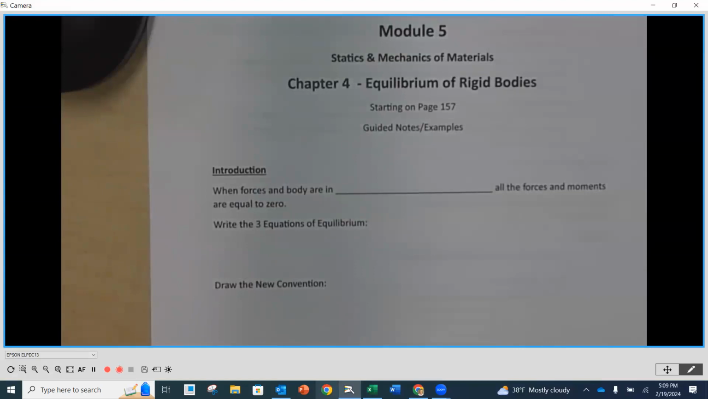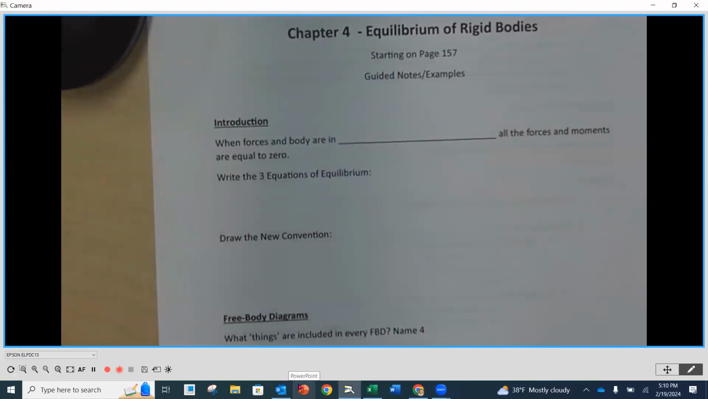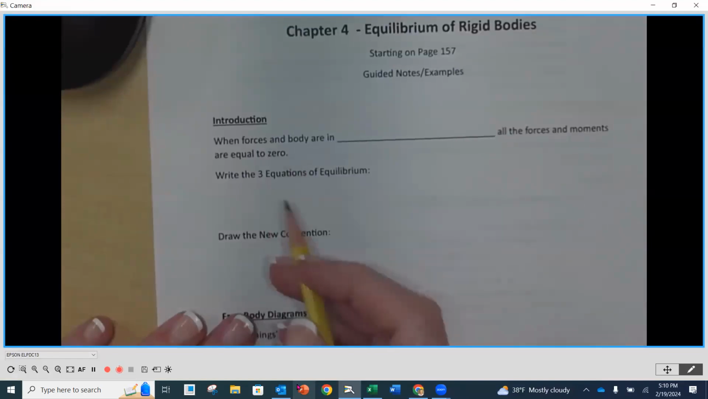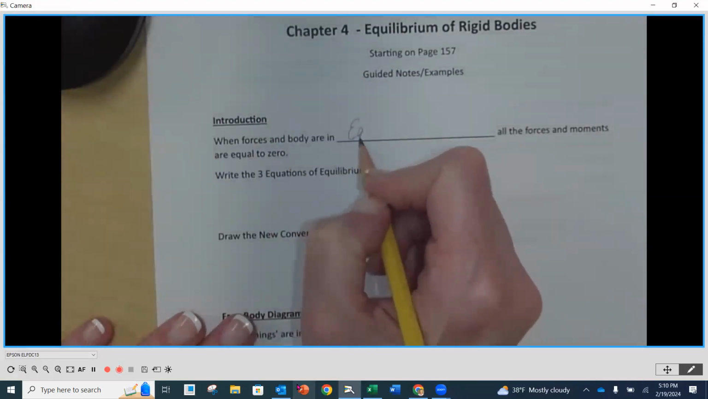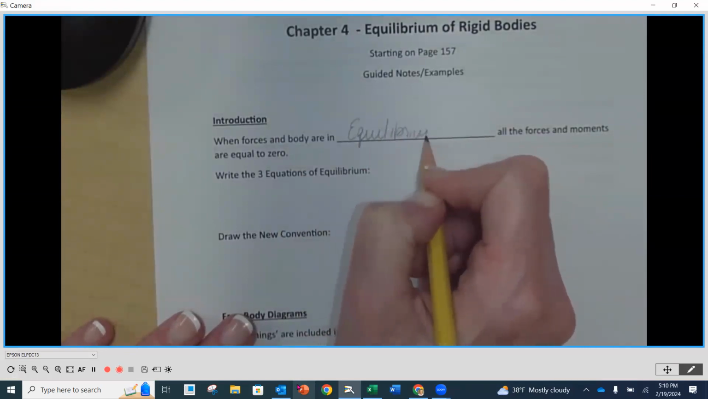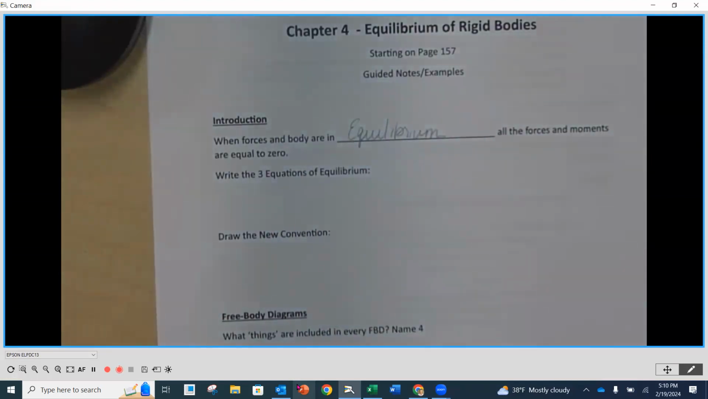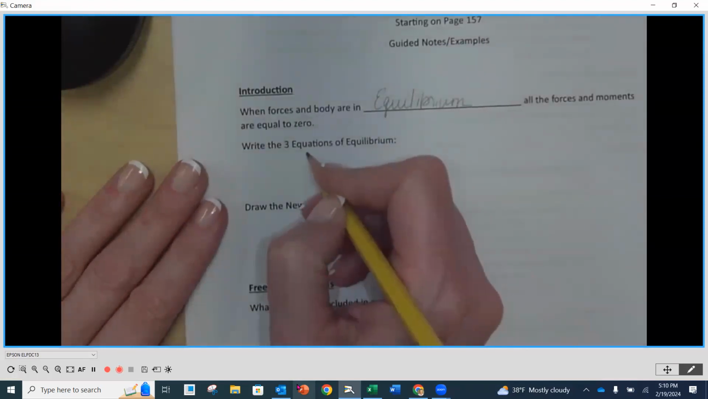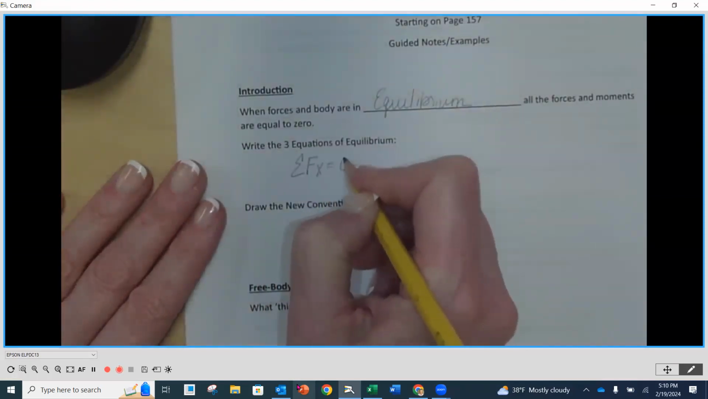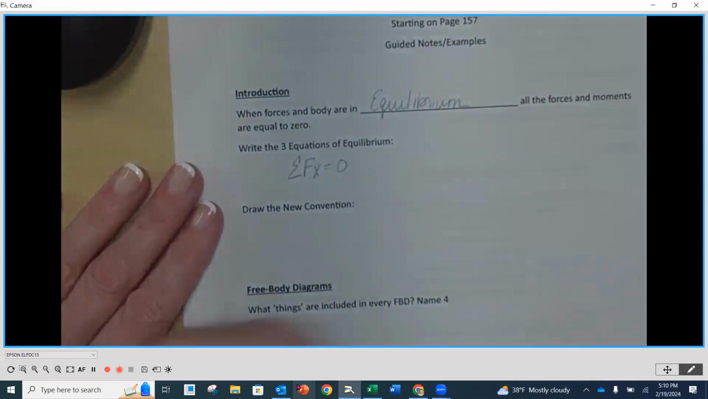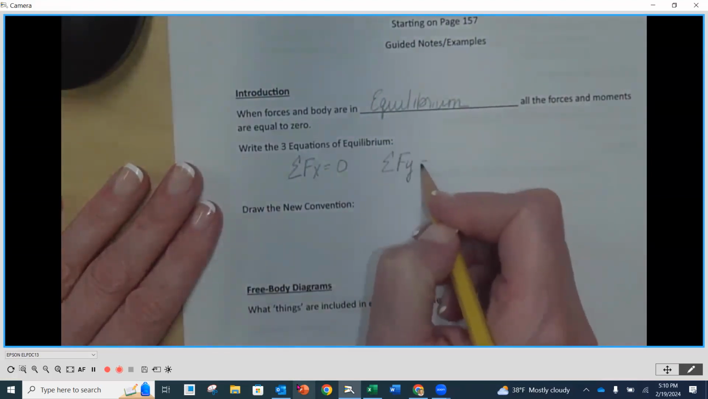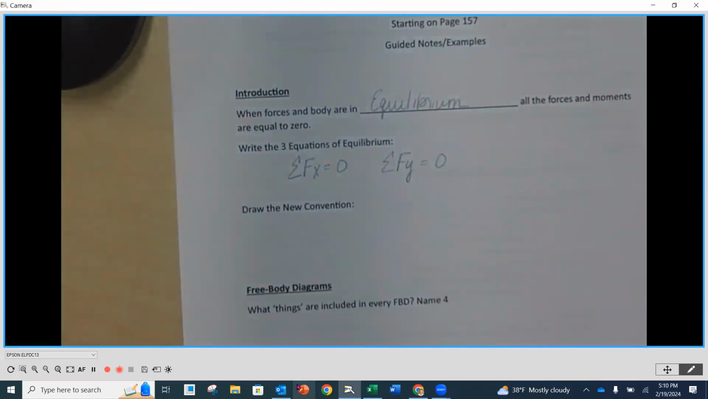We're going to be back in equilibrium. And so there's a fill in the blank here. It says when the forces and body are in equilibrium, all the forces and the moments are equal to 0. So we're going to fill this in with equilibrium. And there are now 3 equations of equilibrium. The first 2 we used back in module 3. So the first 2 were sum of the forces in the x equals 0. Everything has to balance out. And then the other one was sum of the forces in the y equals 0. So we were just looking vertical and horizontal. And we used our convention to determine what was positive and negative.